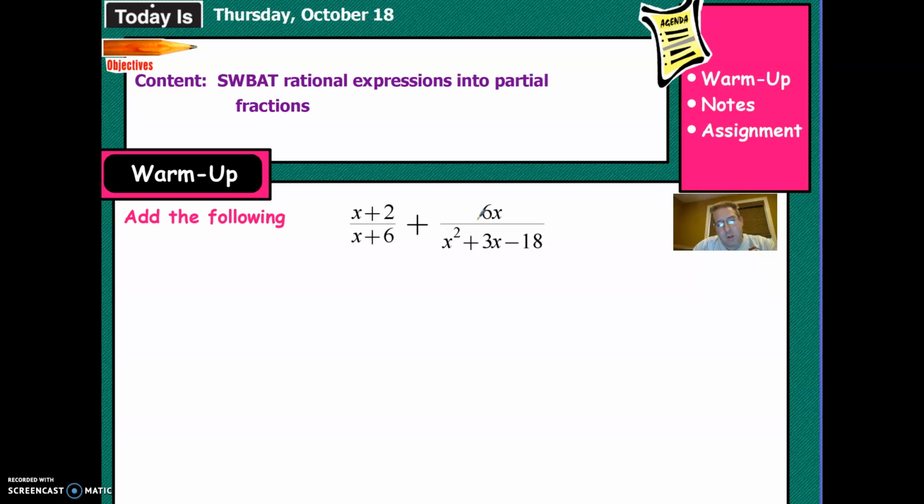This is Unit 1, Topic 4, Lesson 5. We're going to be talking about partial fraction decomposition. And we're going to start off with an addition problem. We have this rational fraction added to this rational fraction. Now, remember, when we add things, we have to have like denominators.